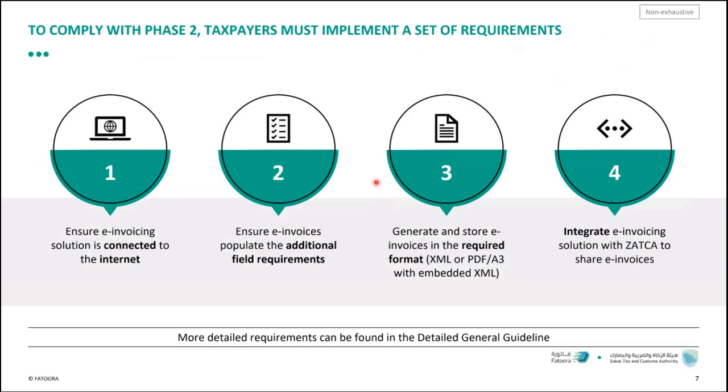So in a nutshell, to be compliant with phase 2, you need to make sure that your solutions are connected to the internet, because as we mentioned, you need to send these invoices to the ZATCA platform. We have also added some additional field requirements, and you can find the documentation on our website through the detailed general guidelines. And of course, you need to generate and store the required invoices in the formats that we have mentioned, which is an XML or a PDF/A-3 with an embedded XML. And then finally, you have to integrate with the invoicing solution of ZATCA to show said invoices.